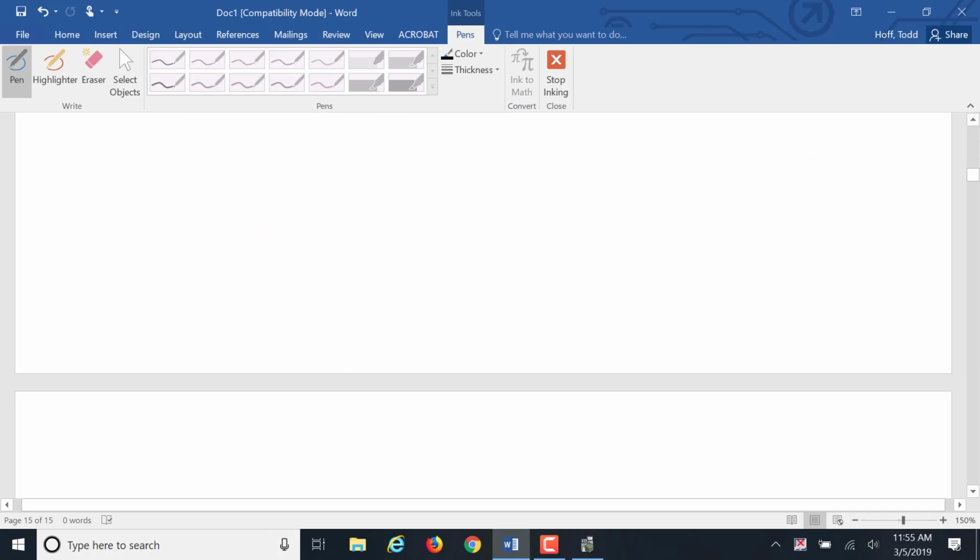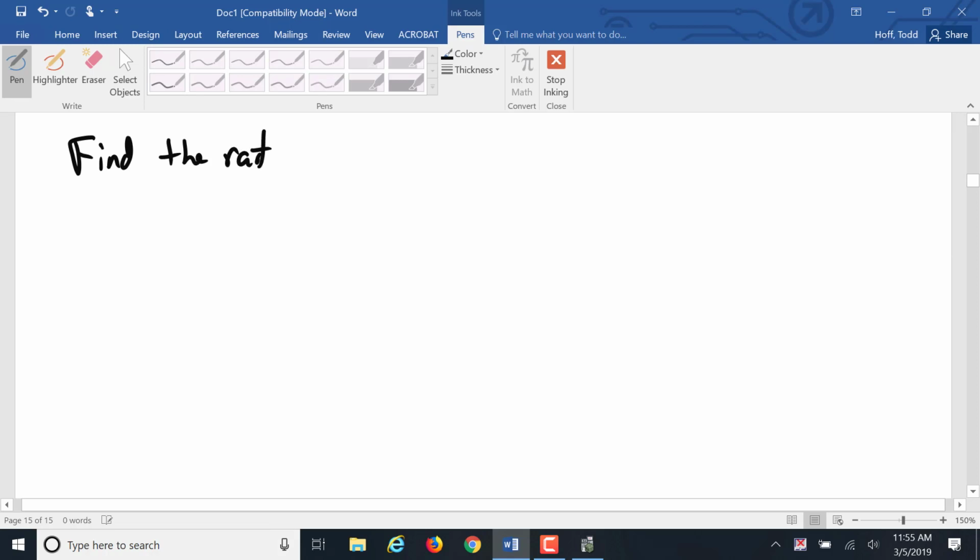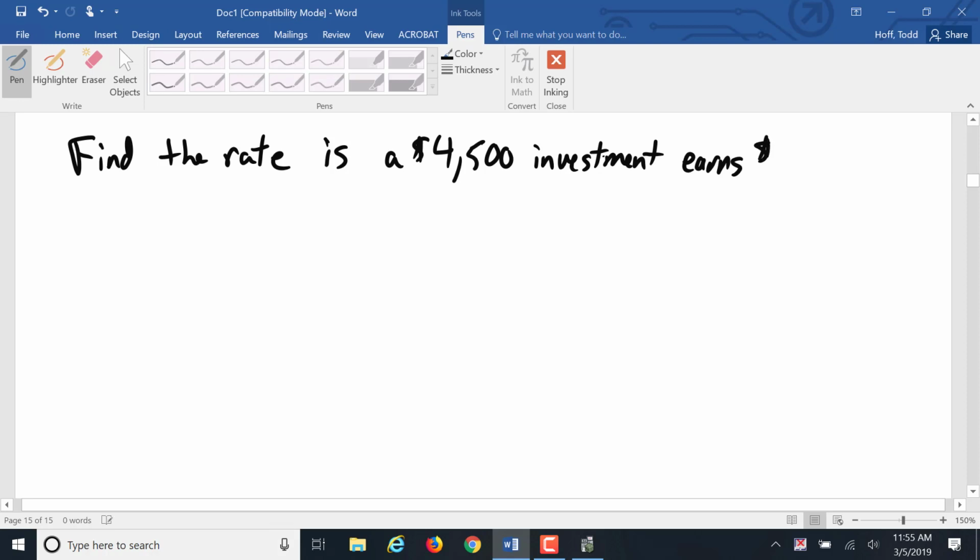We might be asked, find the rate if a $4,500 investment earns $1,350 in simple interest over 5 years.